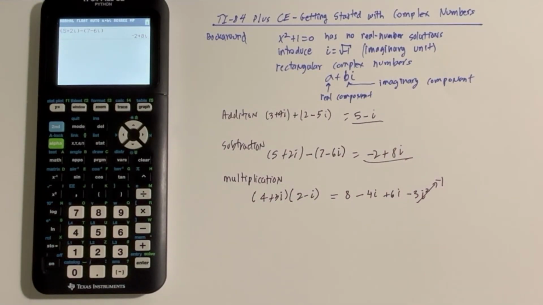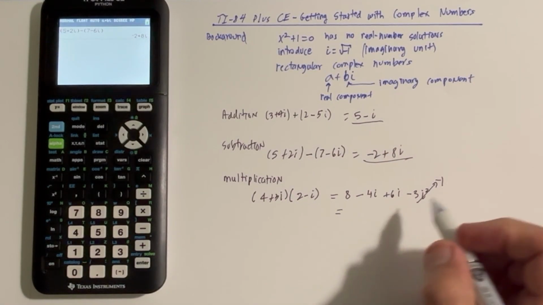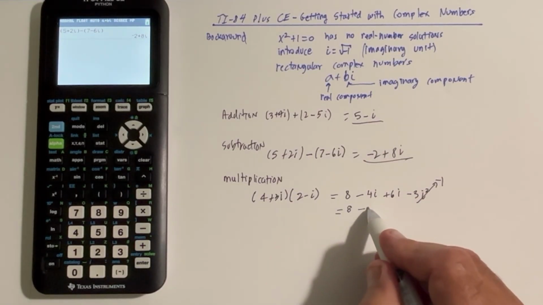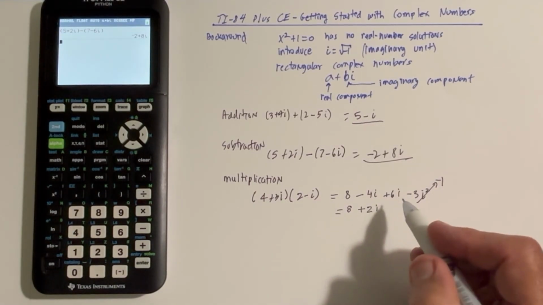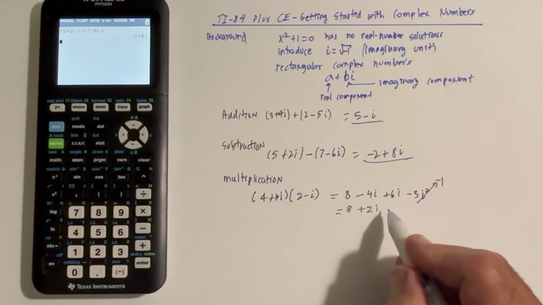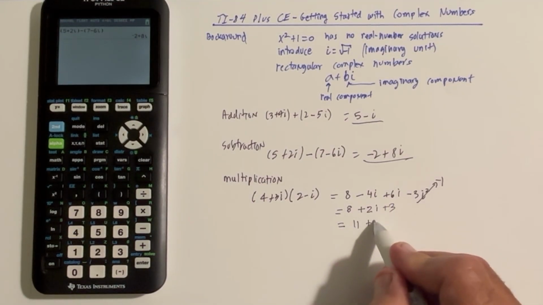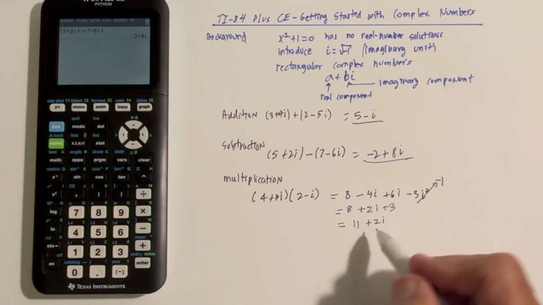So let's see, adding the real components, that's 8, and that is plus 2i. And then this is a minus 1 times minus 3, so that's a plus 3. So we're going to get 11 plus 2i. That should be our answer.